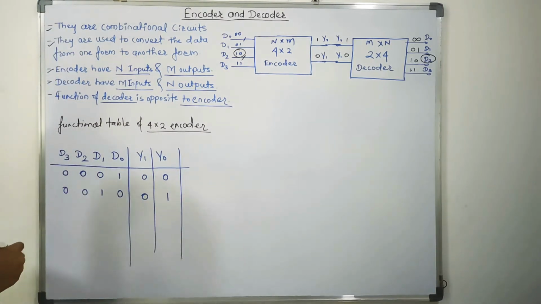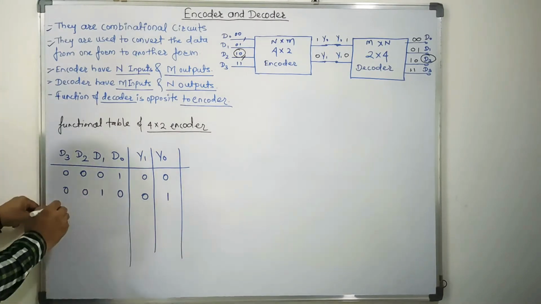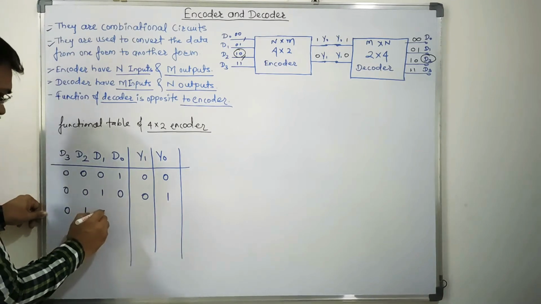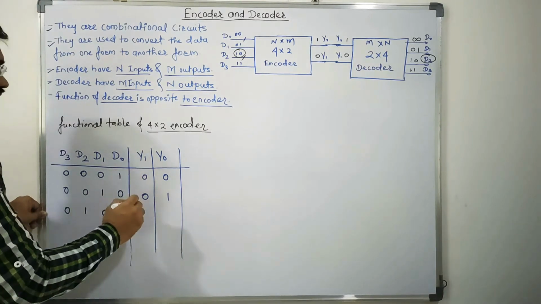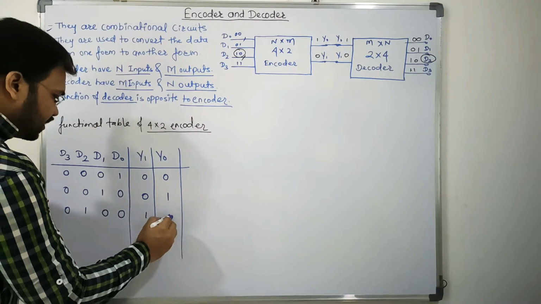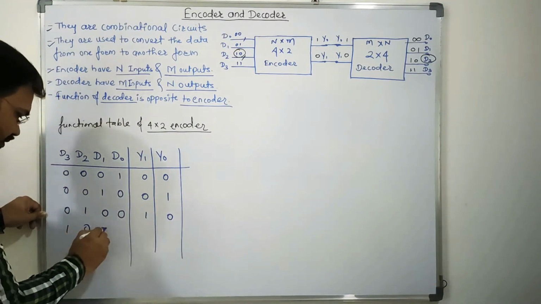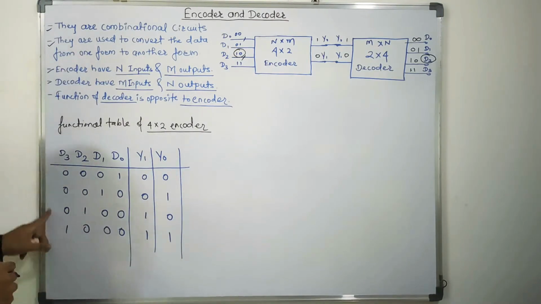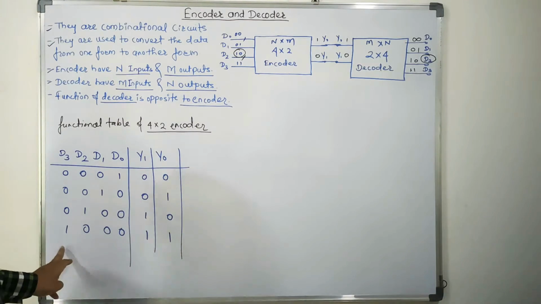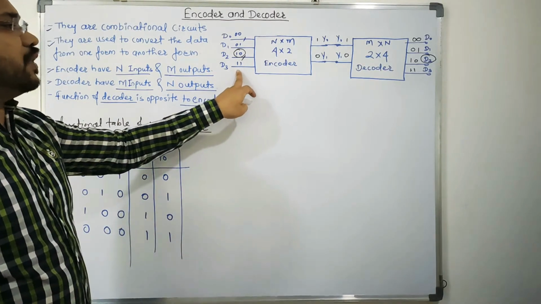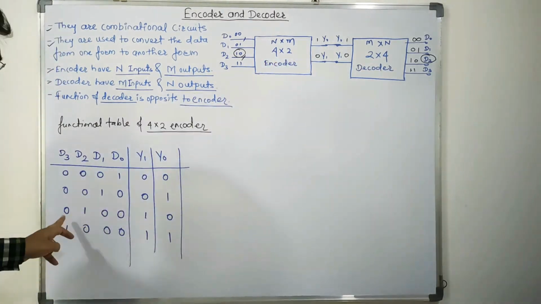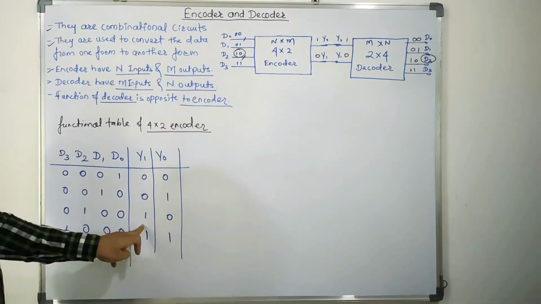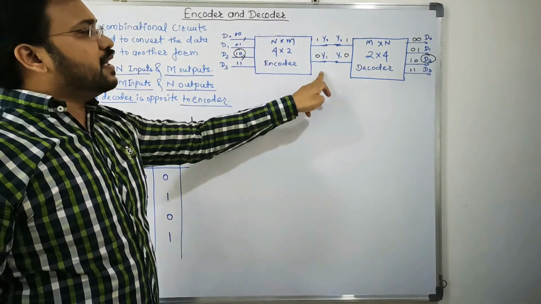Now talking about D3 and D2: when D2 is 1, Y1 and Y0 are 1, 0, and for the rest 0, 0. So here it should be 1 and 1 when D3 is selected as 1. If D3 is selected as 1, we are getting the output as 1, 1. As already discussed in our previous case, D2 is selected as 1, so 1, 0 is going to be the output.